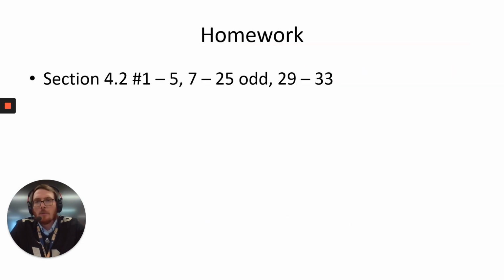Okay, for your homework, you got 1 through 5, 7 through 25 odd, and 29 through 33. Make sure you work on, for your graphing, 3 numbers: the middle number that you have, and then at least 1 number on both sides, open and closed circle, and which way the arrow needs to go.